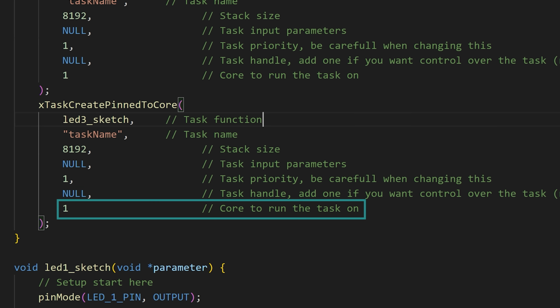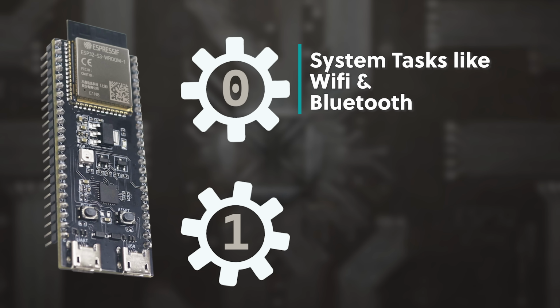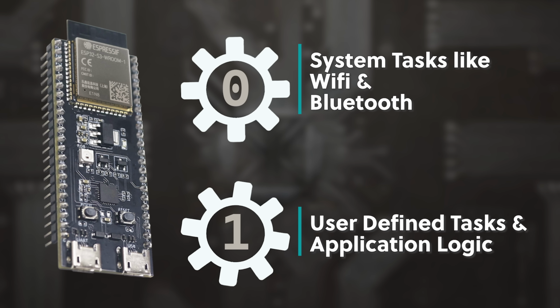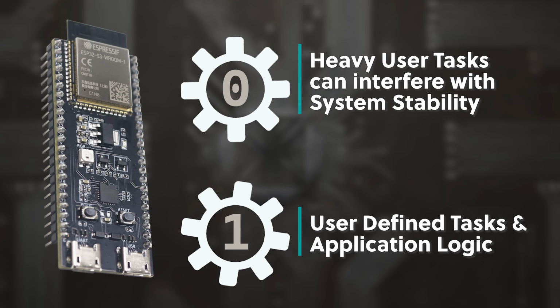The core to run the task on specifies which core, 0 or 1, the task runs on. The ESP32 has two cores. Core 0 is primarily used for system tasks like Wi-Fi and Bluetooth. Core 1 is generally reserved for user-defined tasks and application logic. While it's possible to run tasks on Core 0, it's important to be cautious. Heavy tasks on Core 0 can interfere with system stability. For most use cases, Core 1 is the recommended choice.